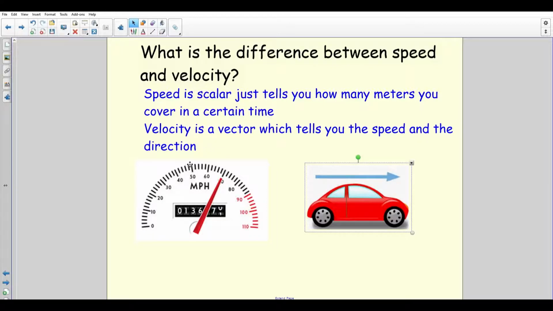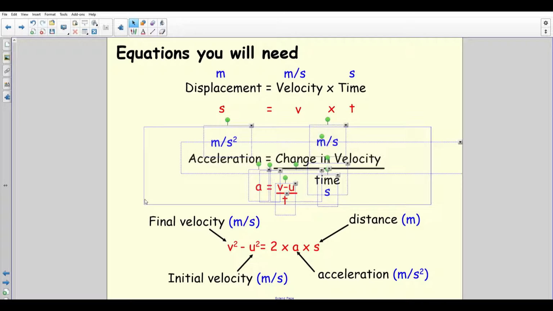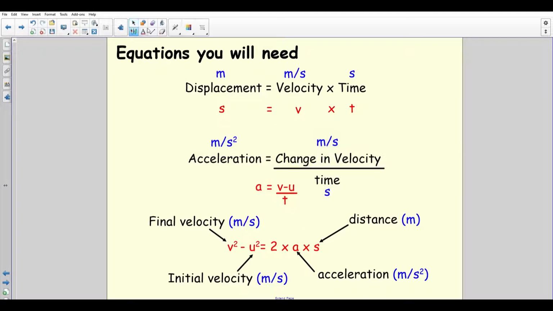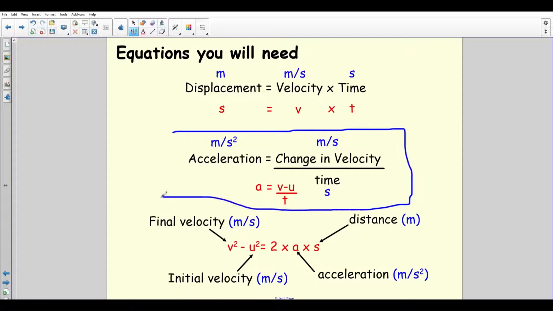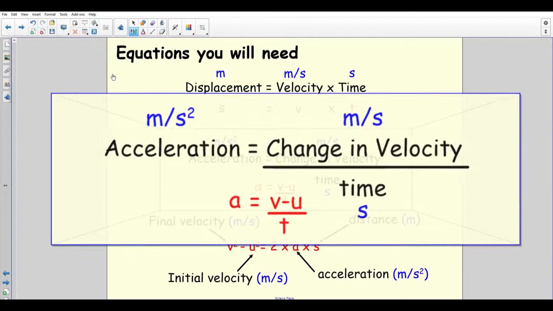It sounds a bit strange that you can accelerate without changing speed, but think about what acceleration is. Acceleration is change in velocity divided by time. So if our velocity changes because our direction changes, then our acceleration must change, because we've got a different change in velocity.